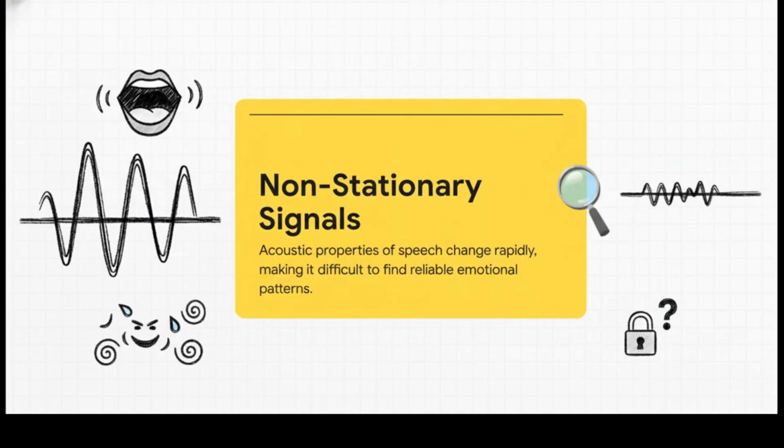Now, the technical reason for this mix-up boils down to the non-stationary nature of speech. So think of it this way. A single, steady musical note is stationary. It doesn't change much. But speech is the exact opposite. It's a constantly shifting landscape of frequencies, volumes, and textures. This rapid change makes it incredibly tough for a model to lock onto a stable, reliable emotional pattern.